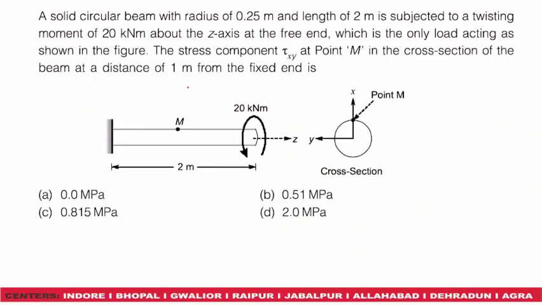The next question is, a solid circular beam with radius of 0.25 meter and length 2 meter is subjected to a twisting moment of 20 kN per meter about the z-axis at the free end, which is the only load acting as shown in figure. The stress component tau xy at point M in the cross section of the beam at a distance of 1 meter from the fixed end is. So this is total 2 meter. Point M is lying at the center point 1 meter from fixed end, and we have to determine the tau xy.